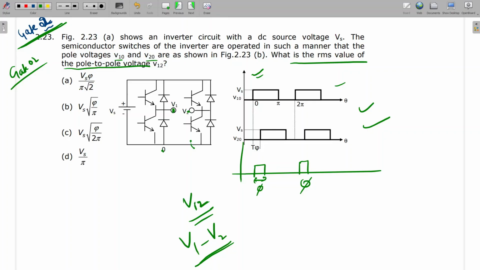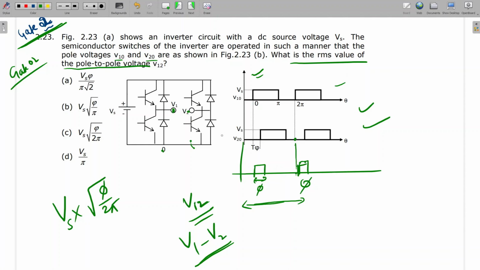See, in one cycle, if you see here, one cycle is from here to here, 2 pi. So in one cycle, it is conducting for 5. So Vs into 5 by 2 pi. Is it clear? This only should be the answer, no? See, one cycle is 2 pi, and it is repeating after here.